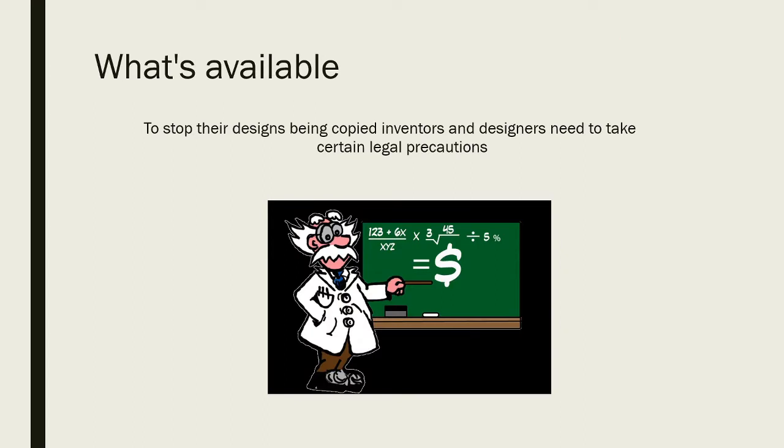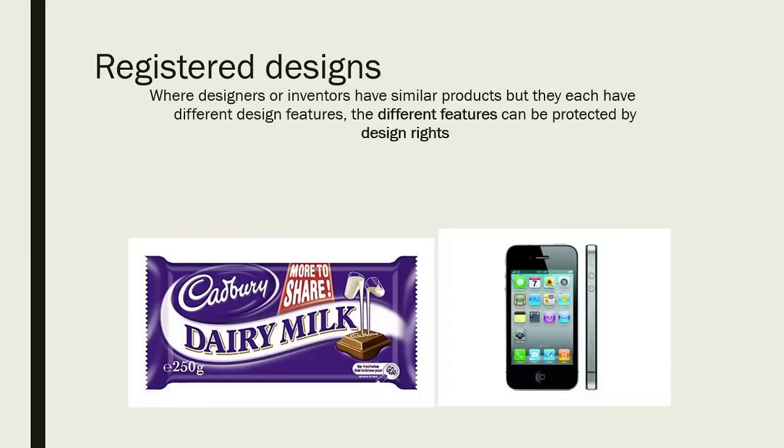So what's available? All of these things that we just talked about are there to protect the designer, or inventor, or the manufacturer from having their work stolen. So it's a set of legal requirements, and depending on what type of thing you've designed or made, it depends on what sort of protection you need. But all of that is there to protect you as a designer, as a manufacturer.